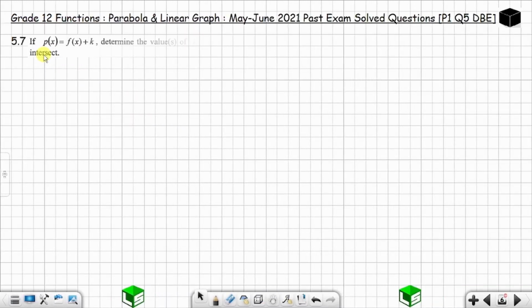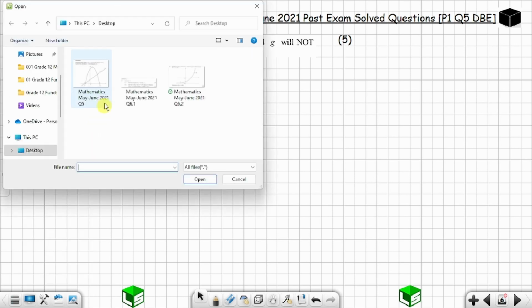So 5.7, this is the question. If p of x is equal to this, determine the values of k for which p and g will not intercept. So p of x is equal to f of x plus k, right? Determine the values of k for which p and g will not intercept. And this question is 5 marks. Okay, let's get p of x first. P of x is equal to f of x plus k. What is f of x? You remember f of x from the question.